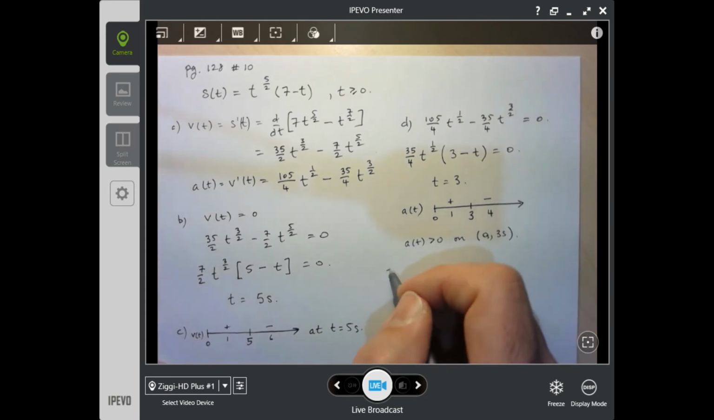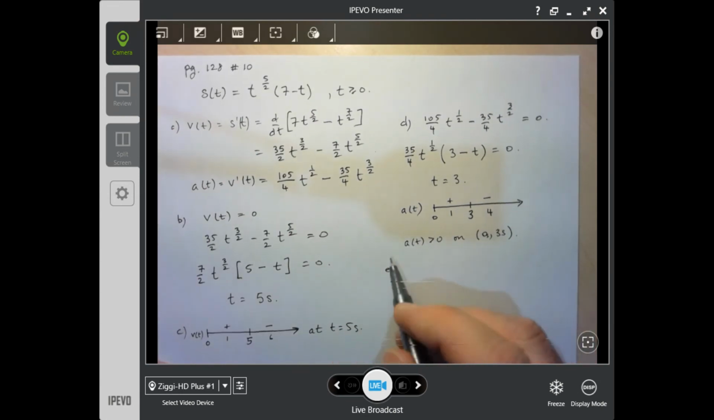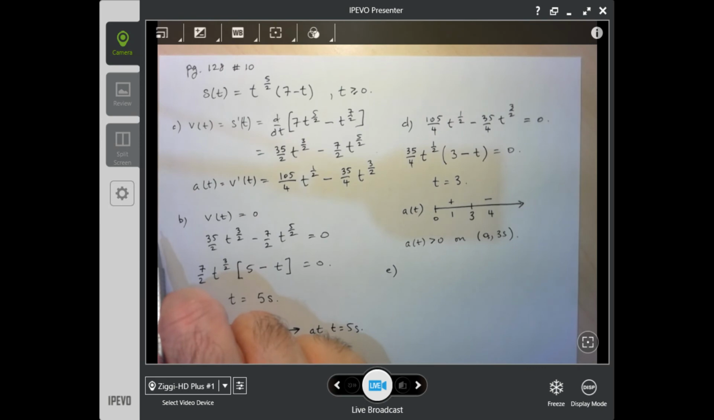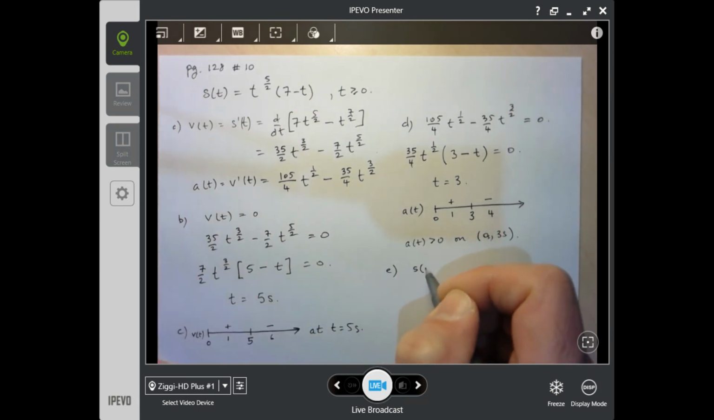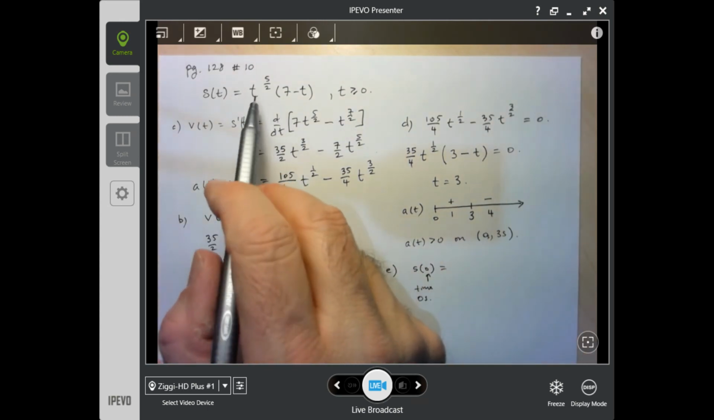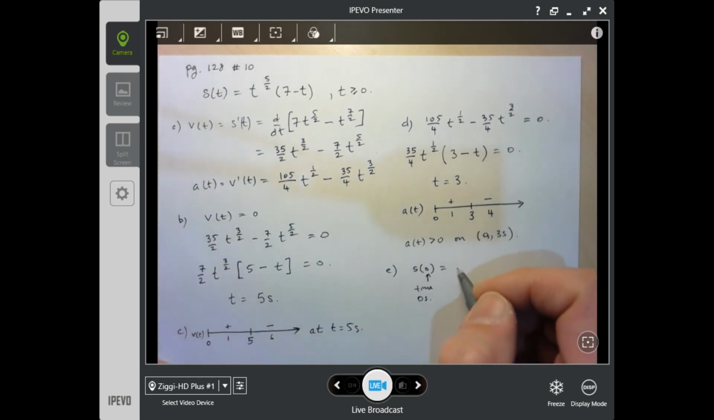So finally, the last question is, when does the object return to its original position? So we're kind of coming back and going to the position function again. So again, being at the original position, we first have to determine what the original position was. So first I'm going to have to determine what s at 0 is, because time 0 would be where it started from. But what is s at 0? I'm not going to bother putting it in. Clearly, it's just going to be equal to 0, because this is just going to be 0, and 0 times 7 is 0.